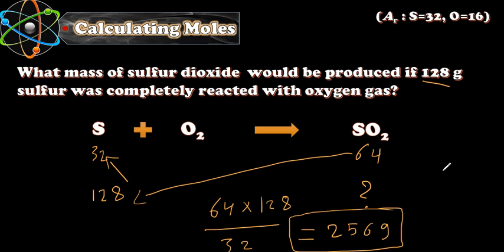So this is how to calculate with chemical equations. You have a chemical equation, then you are given the mass of one of the reactants or any of the reactants, then you are asked to find the mass of the product. You can use the number of moles or you can use cross multiplication to get the answer.